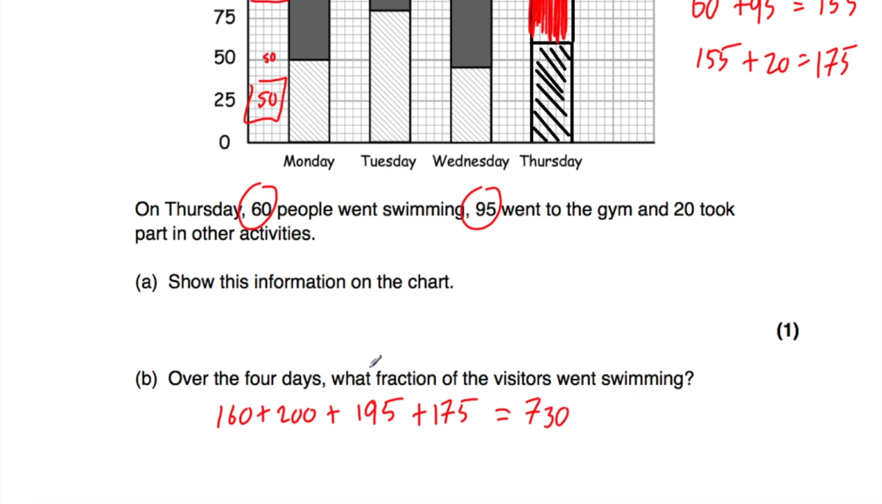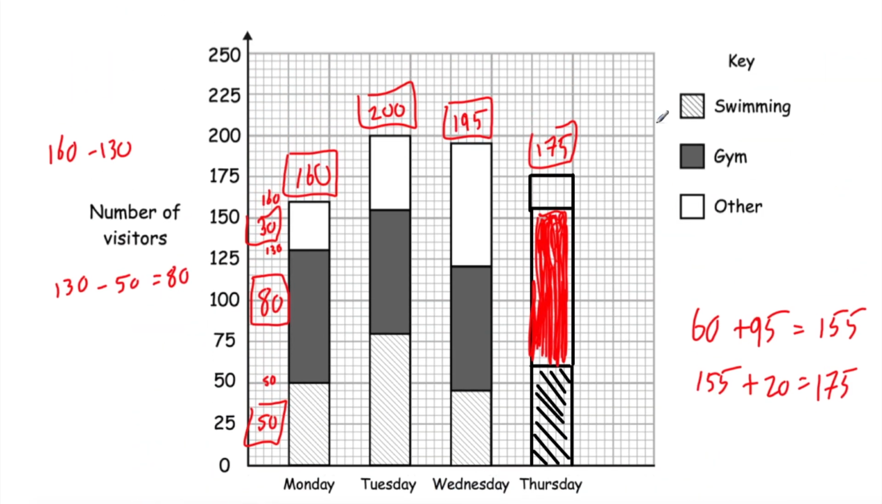And it says over the 4 days, what fraction of the visitors went swimming? So we need to see how many people went swimming altogether. Now if we have a look at the key, swimming is going to be the sections of the bars that have got the diagonal lines. So that's quite nice because they actually start here at 0.